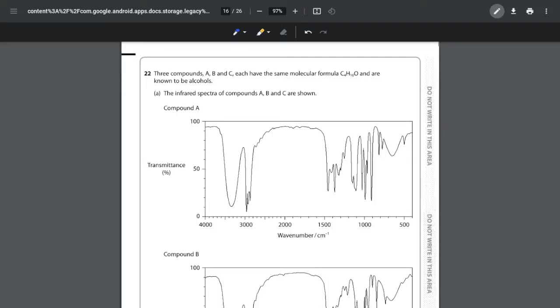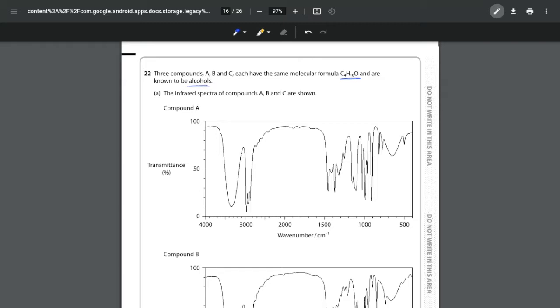In this video, we're going to be looking at question 22 of the Unit 2 sample paper for the IAS Chemistry from Edexcel. So this question is focusing on the organic side of the unit, looking specifically at spectroscopy. So we have three compounds, A, B, and C, all of which have the same molecular formula, which is C4H10O. And we know that all of them are alcohols. And they give us the three infrared spectra.